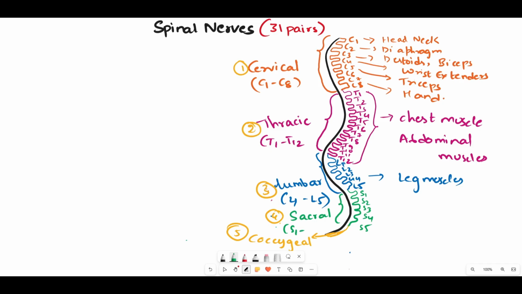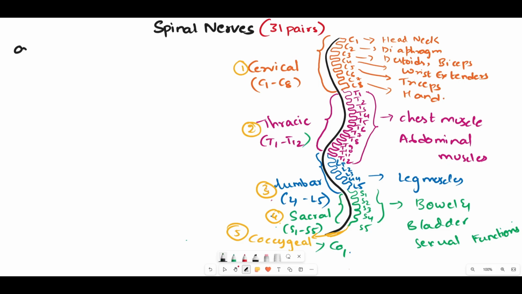So from S1 to S5 they are called the sacral nerves, and these are specifically present in the bowel and bladder areas. Bowel, bladder, and also used in certain sexual functions. Fine. Then the last one we will be calling the coccygeal. It is only one vertebra present here. That is the last one, which is coccygeal, also called the tailbone.